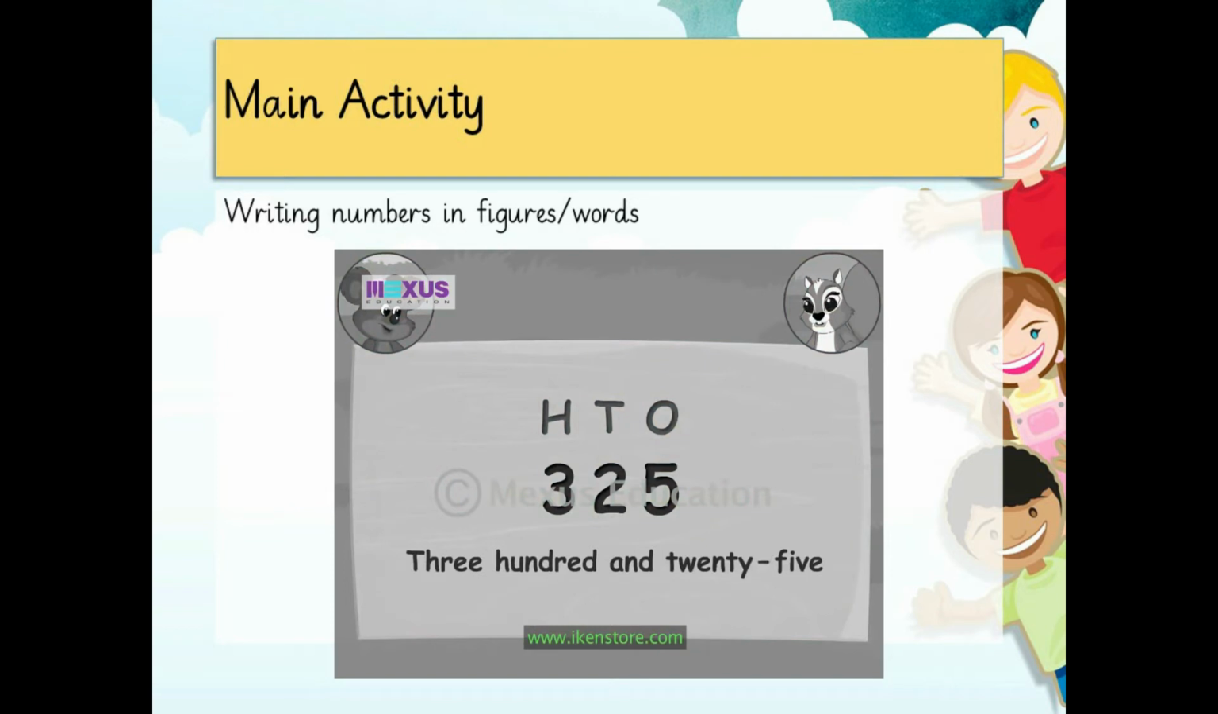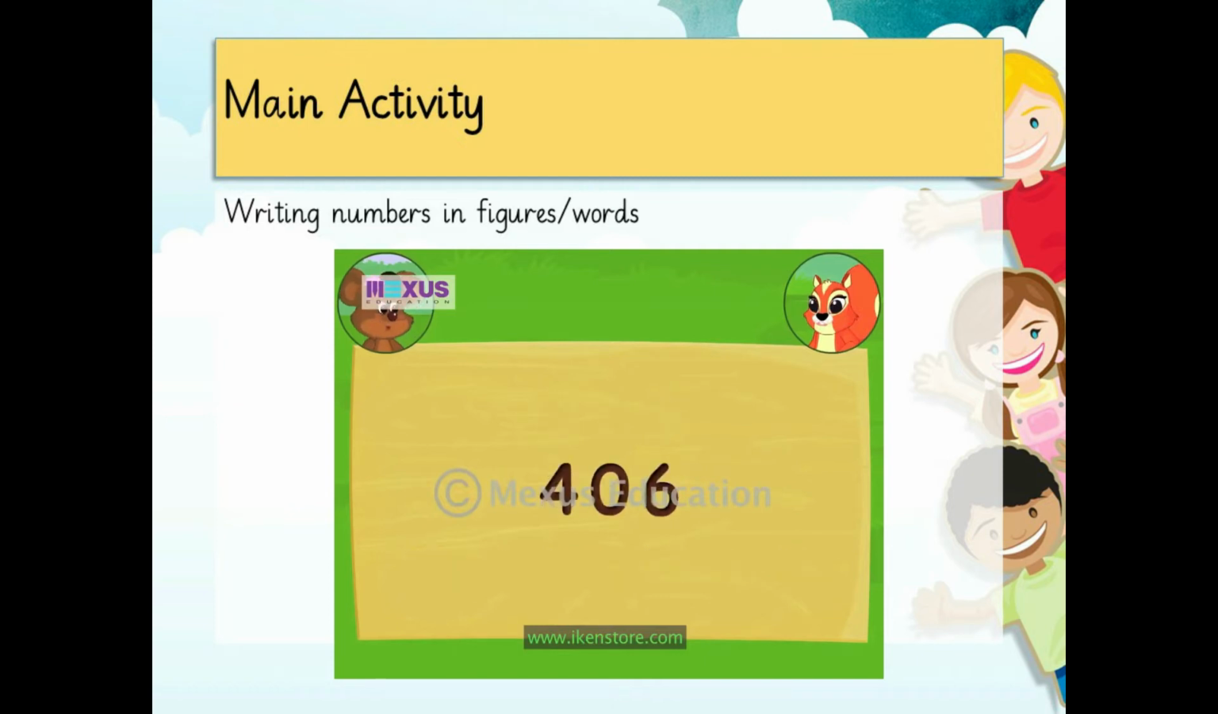Notice the sign between 20 and 5. It is called a hyphen. It is used for writing the names of numbers that are joined, like 25. Sometimes, the number in one of the place values is a 0. Then let's see how you read them.